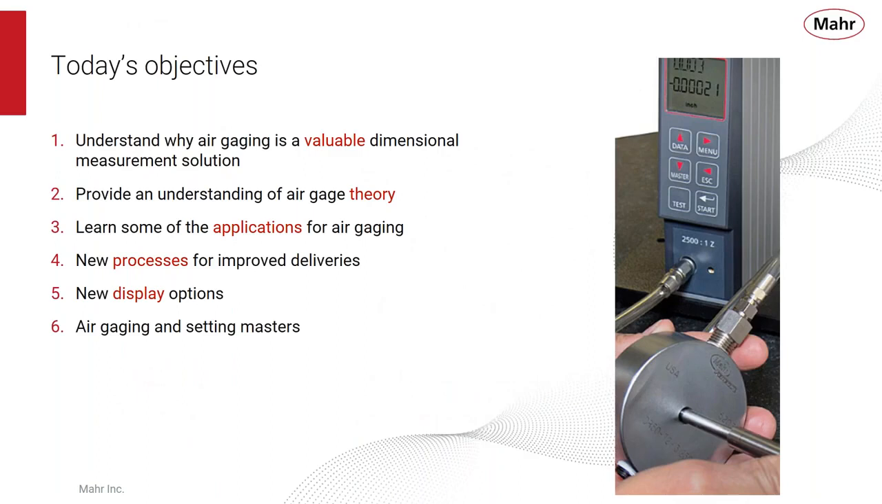We have some objectives for today. We're going to understand why air gauging is a valuable dimensional measurement solution. We'll provide a little bit of understanding of air gauging theory, learn some of the applications for air gauging. Then we'll learn some new processes for improved deliveries that Mahr Incorporated is using now. We'll talk about some new display options. And we'll also talk about air gauging and setting masters that wrap up the whole air gauging system.